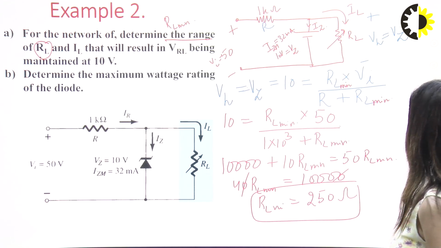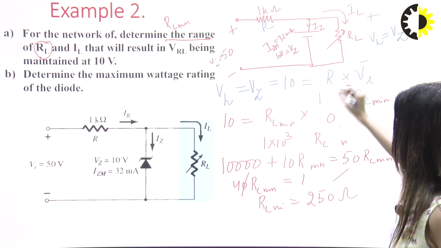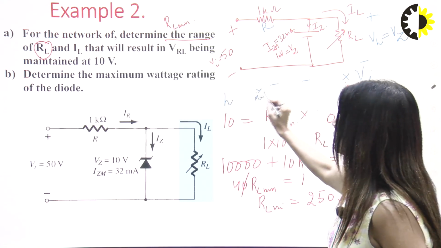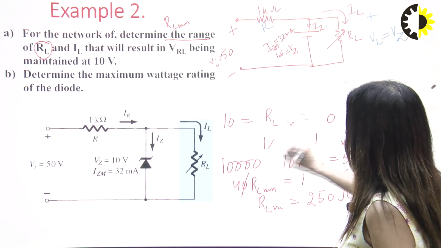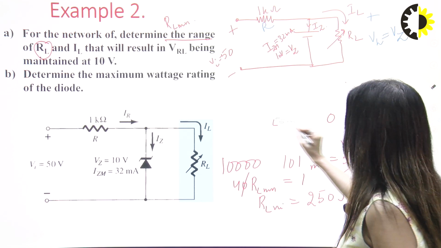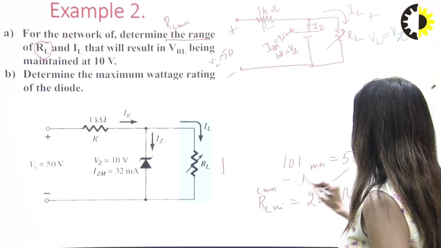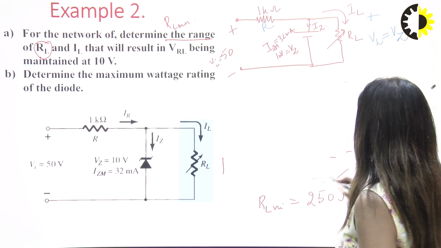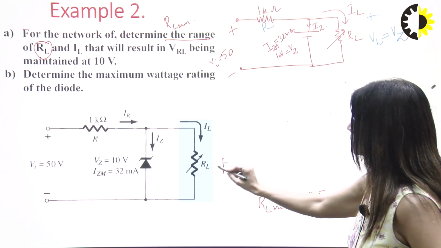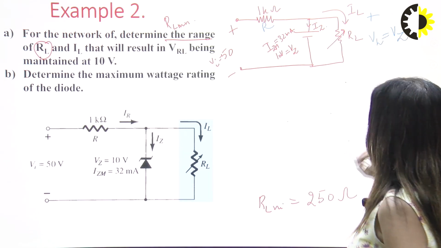Okay, now I want to find out RL maximum. The next target is finding out RL maximum. RL minimum I already have. Now I will find out RL maximum using the same circuit.